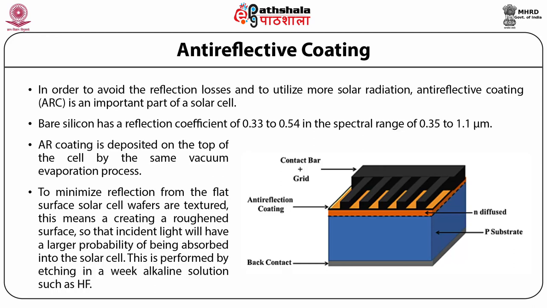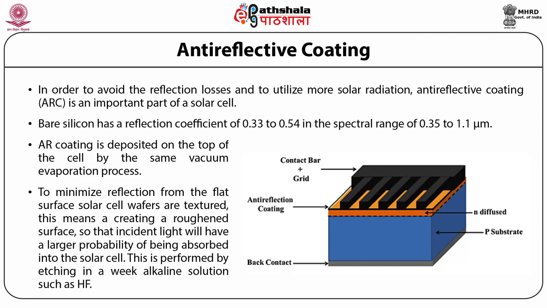These materials are deposited as ARCs on solar cell by vacuum evaporation process. Other methods of ARC deposition include sputtering, spin-on, spray-on or screen printing. However, only vacuum evaporation and sputtering give good results. However, these processes are expensive.